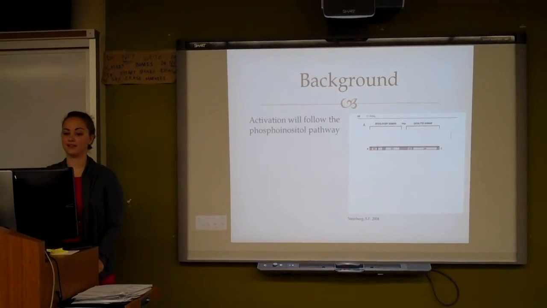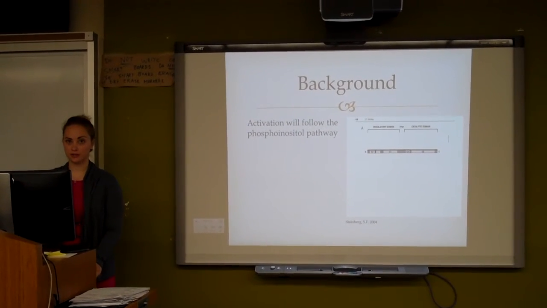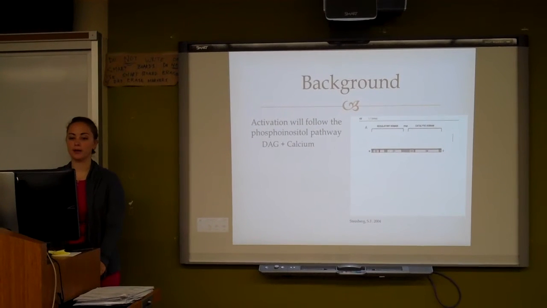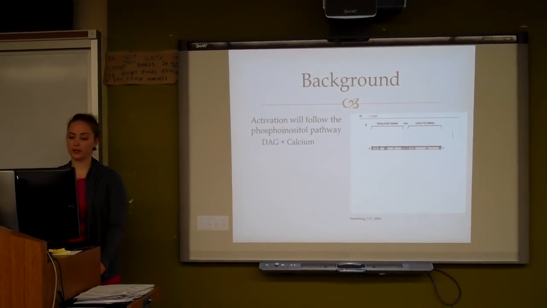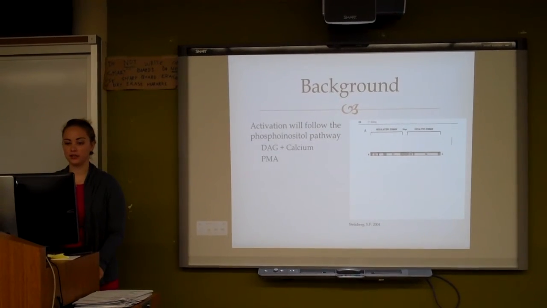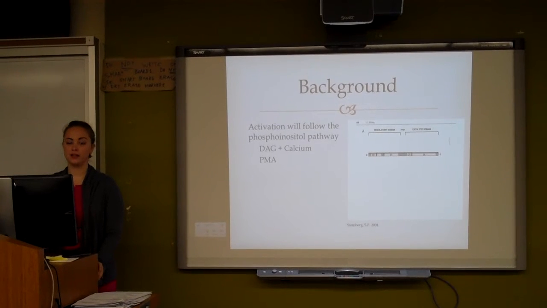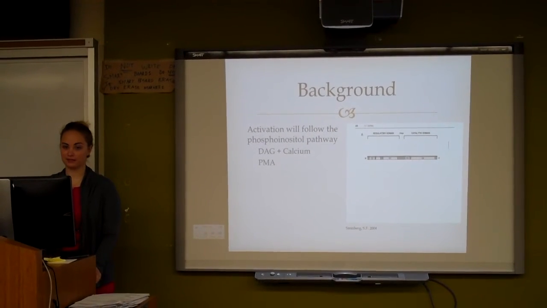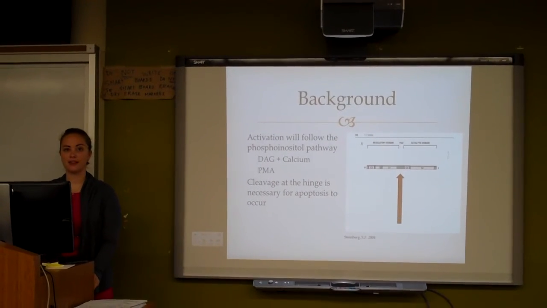A little bit more background. Activation will follow the PIP2 pathway, or the phosphoinositol pathway. So it's going to be DAG and calcium, but in PKC delta's case, there will not be calcium needed for activation, or PMA, which is phorbol myristate acetate. Cleavage at the hinge region is necessary for apoptosis to occur, and that is where the arrow is.